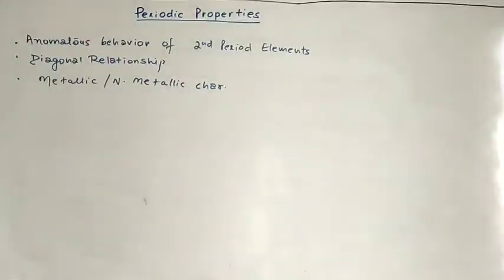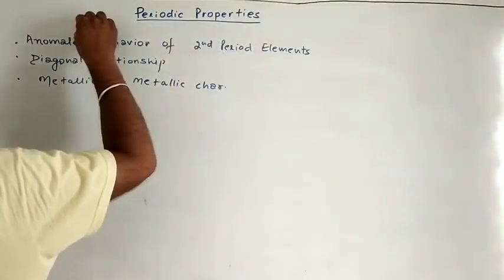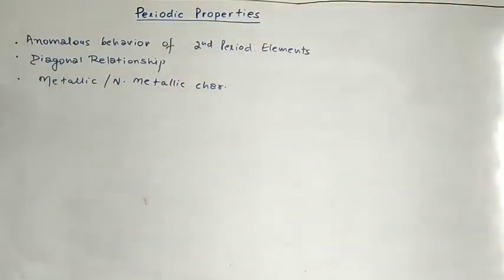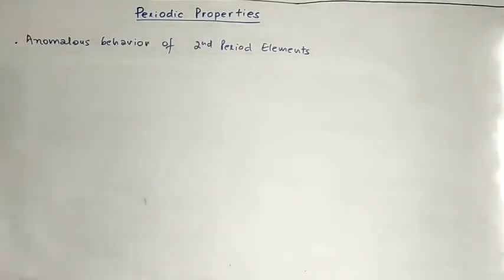Good morning. So the last three topics of this chapter are: number one, anomalous behavior of second period elements, then diagonal relationship, and metallic and non-metallic character. First we will do the anomalous behavior.